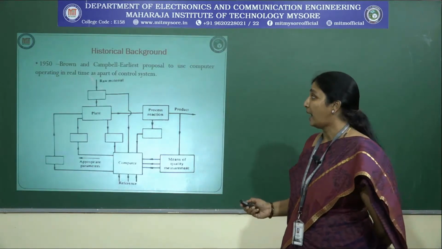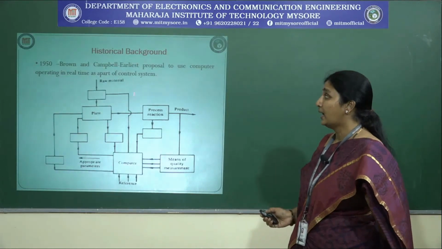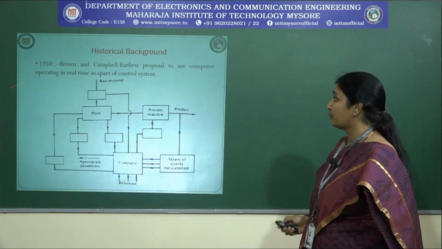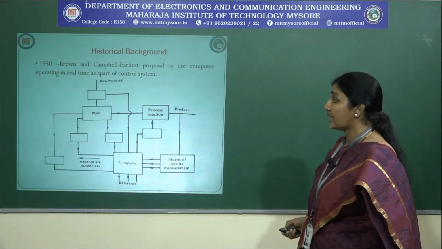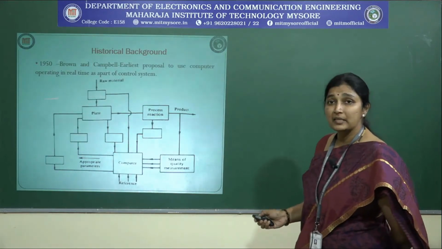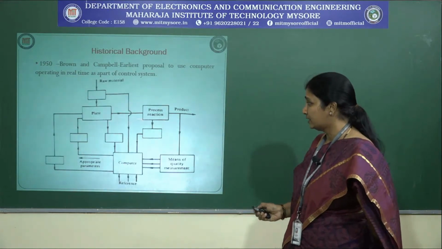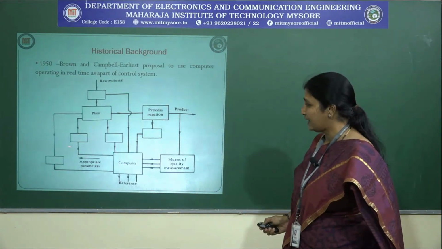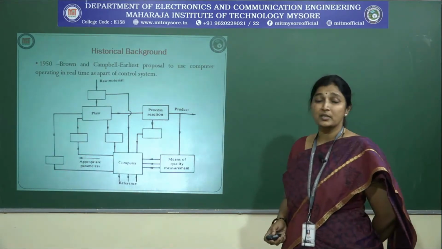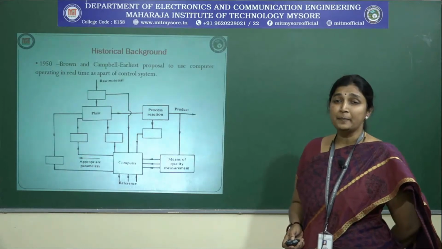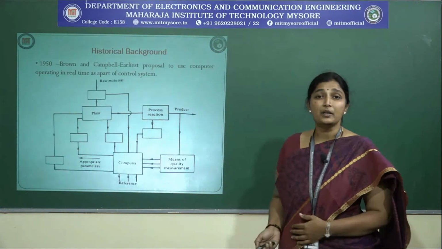Coming to the historical background of real-time systems, in 1950, Brown and Campbell made the earliest proposal to use a computer operating in real-time as a part of a control system. If you can see in this diagram, these are the feed forward lines and these are the feedback lines. This was a simple application initially started in 1950, where Brown and Campbell published an article with this concept.